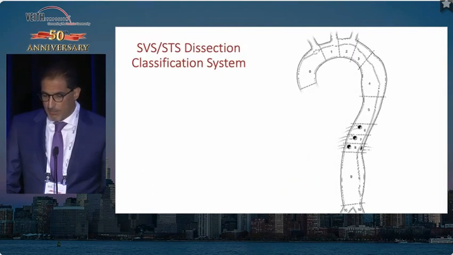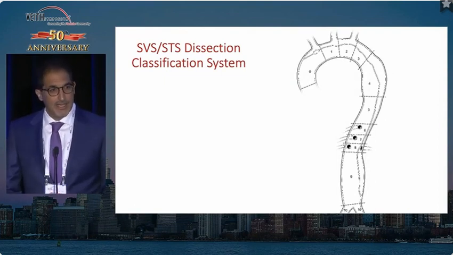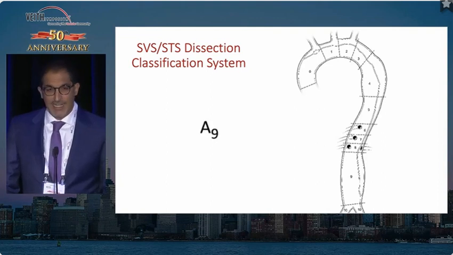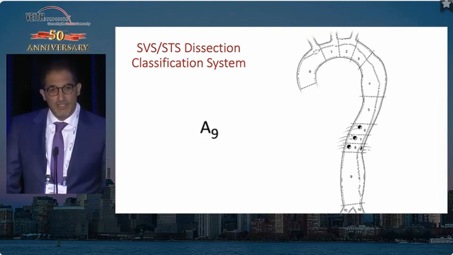So here you see a patient with an entry tear in zone 0. Well, that's a type A dissection. The distal extent is zone 9. This is simply an A9. So you know where the entry tear is, you know it's a type A dissection, and you know its distal extent.